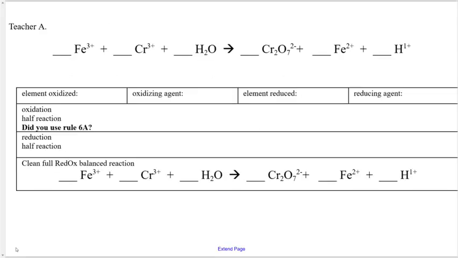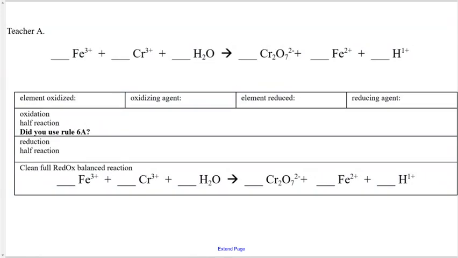All right, so the first thing that we need to do is assign oxidation numbers. As we do this, please feel free to pause the video at any point in time so you can work ahead and then be checking your answers. So the oxidation number here is 3 positive, and here's 3 positive. And oxygen in a compound is 2 negative, and hydrogen in a compound is 1 positive.